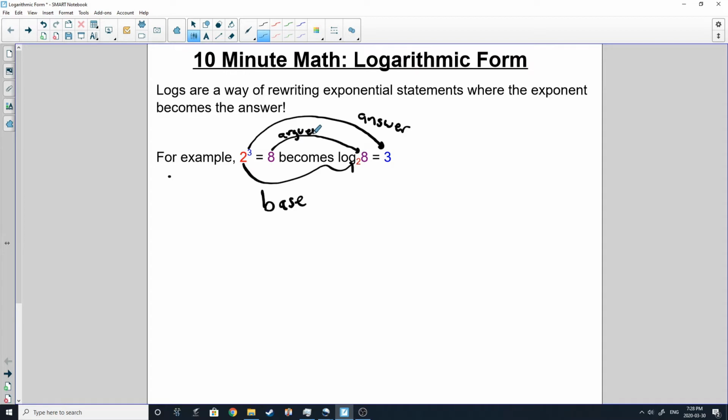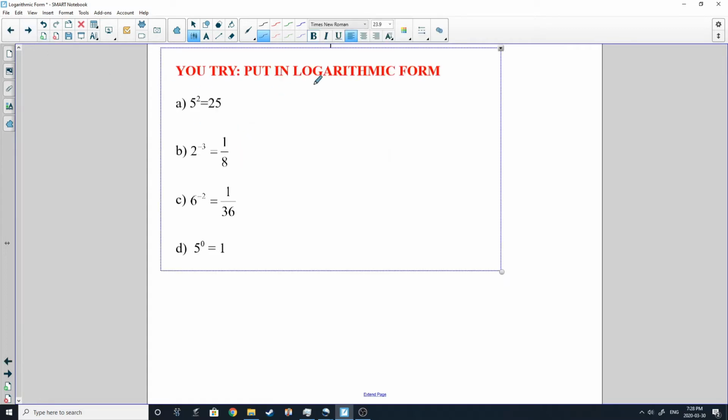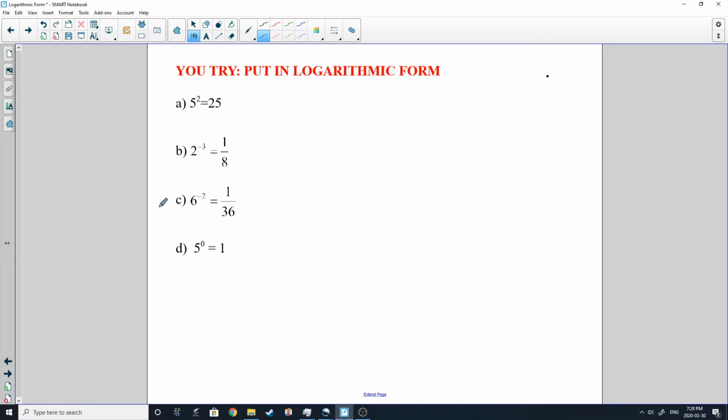Argument. There we go. Okay, so quick recap. The original base becomes the base of the log. The exponent becomes the answer. The old answer becomes the argument. Let's try it out. So here we are. Let's put the following in logarithmic form.